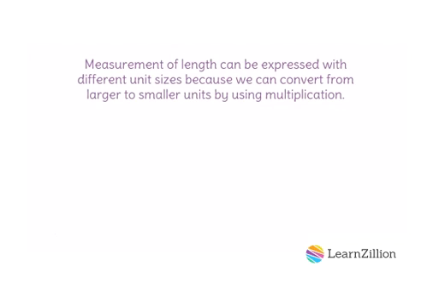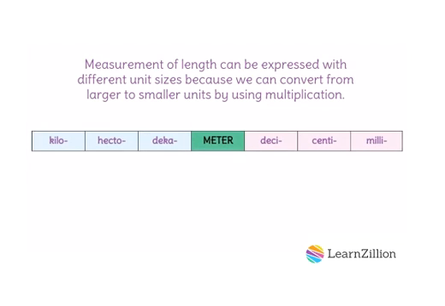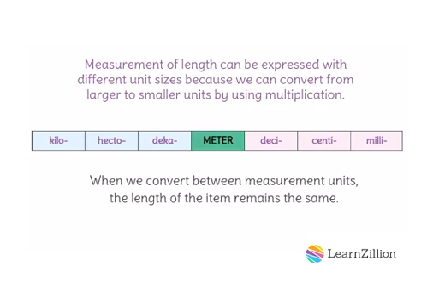Measurement of length can be expressed with different unit sizes because we can convert from larger to smaller units by using multiplication. When we convert between measurement units, the length of the item remains the same.